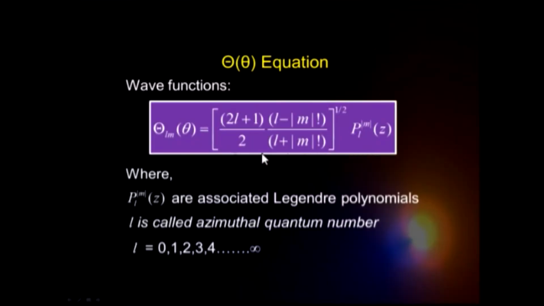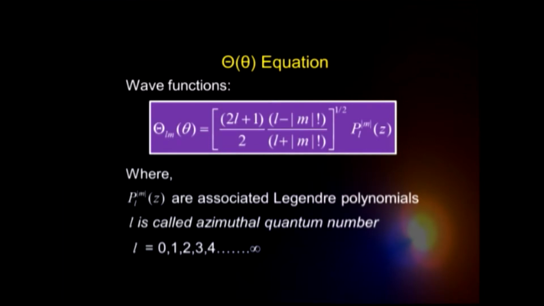When I proceed further to my theta equation, what do I get now? I get three things. First, I get a series of functions, theta of l, m, theta. This theta is my variable, and these are the wave functions. Forget about this expression. We have another expression here, which basically are associated Legendre polynomials. What are these? It's not in our purview.